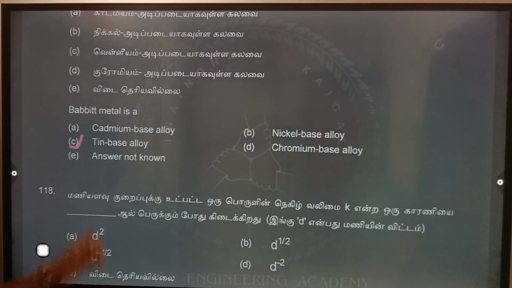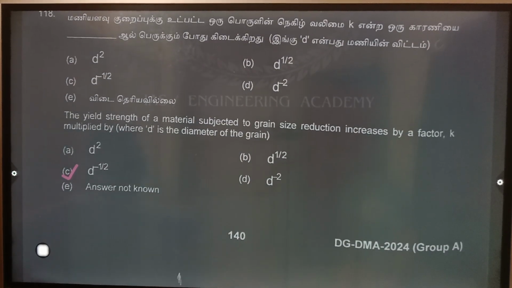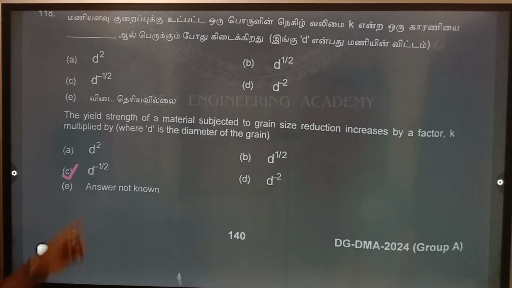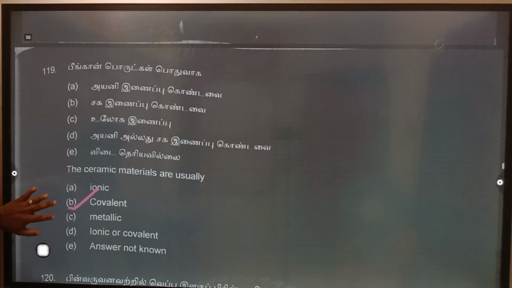117. Babbitt metal is a tin base alloy. Okay, Babbitt metal, tin based alloy. 118. The yield strength of a material subjected to grain size reduction increases by a factor K multiplied by D raised to 1 by 2, or 1 by root D. C is the answer.